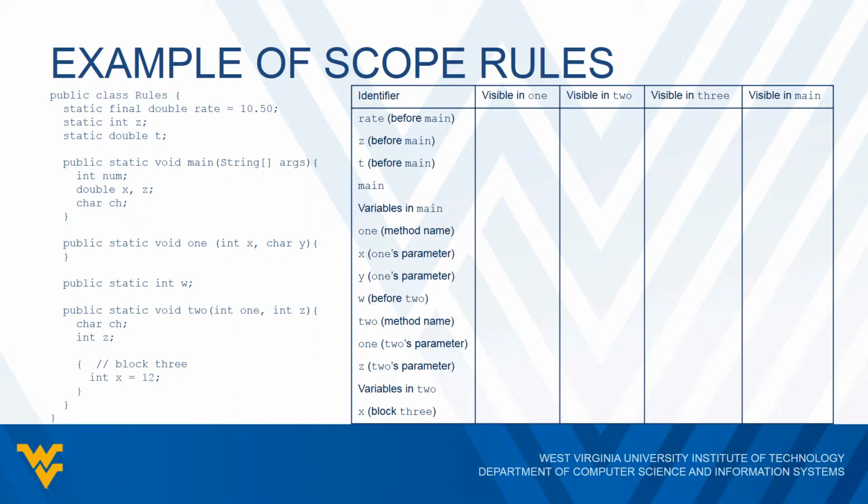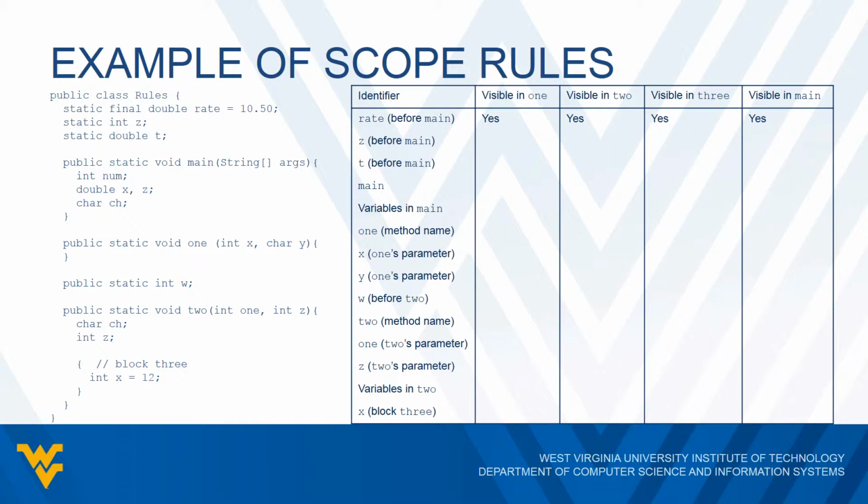Now, if you want to try to figure this out before I go over all this, I recommend pausing the video at this point, because I'm just going to go over each identifier one at a time. So just go ahead and pause, see if you can fill out this table yourself, and then when you're done, resume the video and compare with what I have on here.